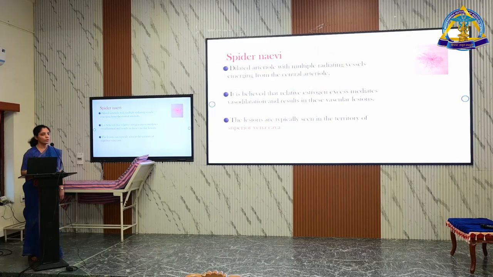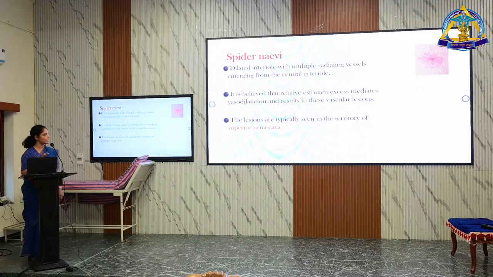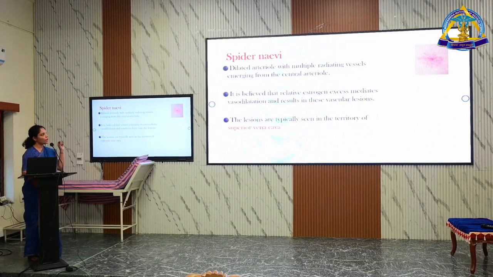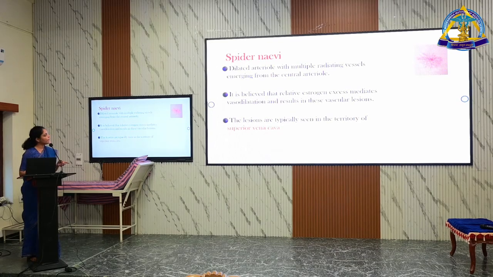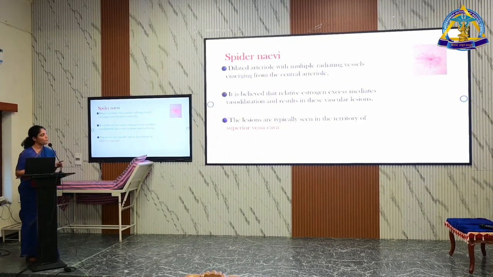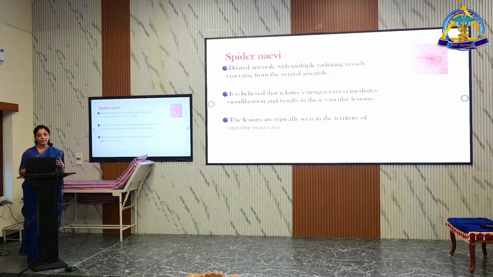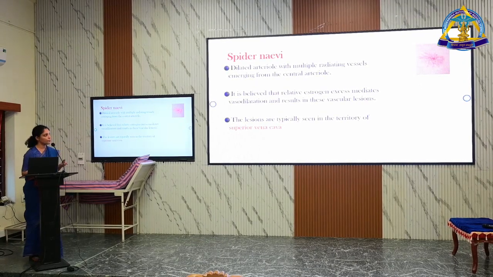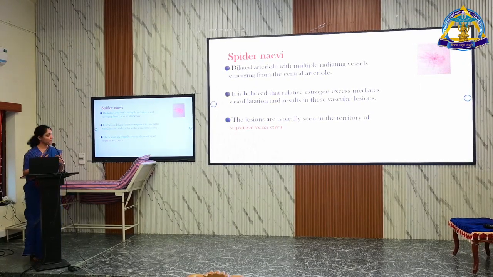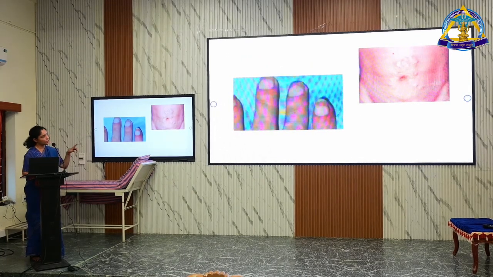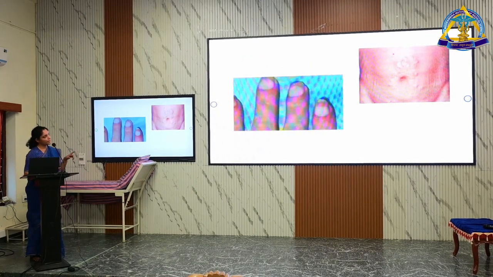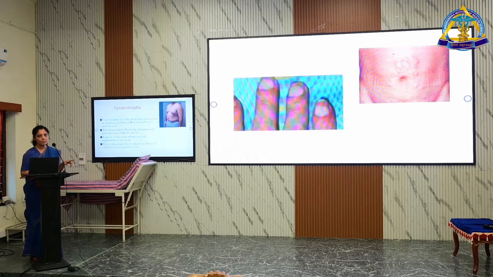So what are spider nevi? That's a dilated arteriole with multiple radiating vessels from the central arteriole. And if you try to put pressure on the central arteriole, you can see that it blanches. It's believed that a relative estrogen excess mediates this vasodilation, and they are typically seen in the territory of the superior vena cava. So you always look for spiders in the chest or the upper trunk. Then the nails, the pink and white nails of liver cirrhosis, and those are the caput medusae, the dilated veins around the umbilicus which occur in portal hypertension.